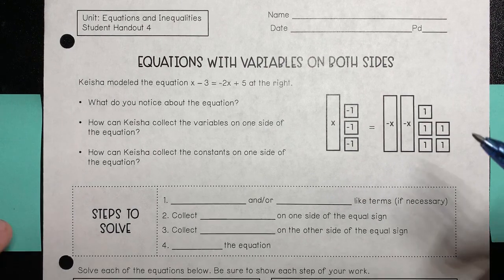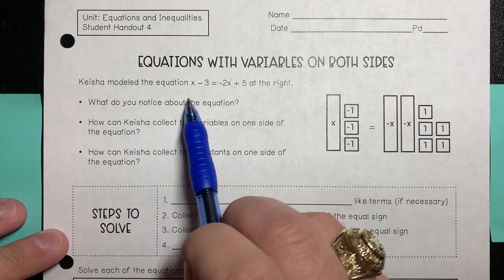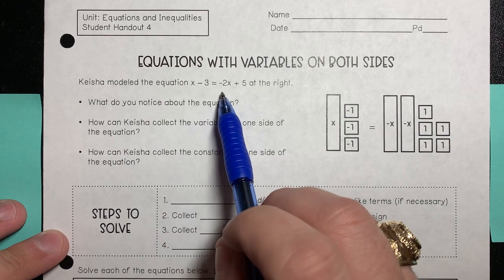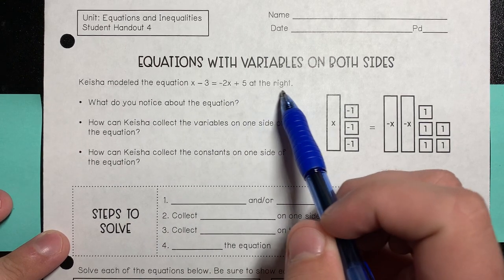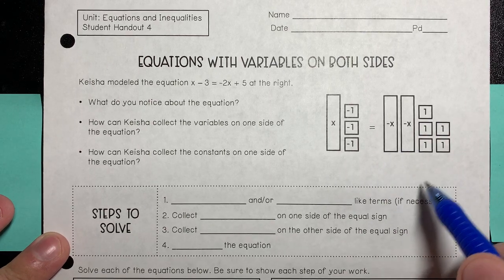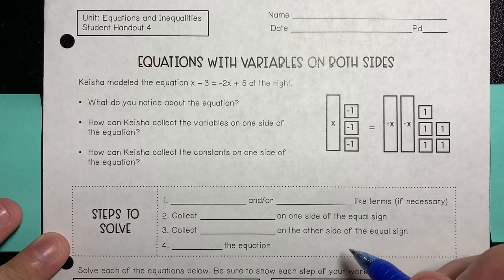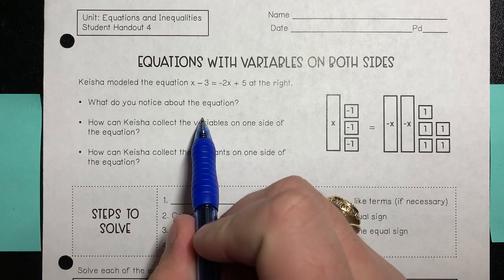So starting off here at the top, it says, Keisha modeled the equation x minus 3 equals negative 2x plus 5 at the right. So here is her model of it using algebra tiles. So it's asking, what do you notice about the equation?